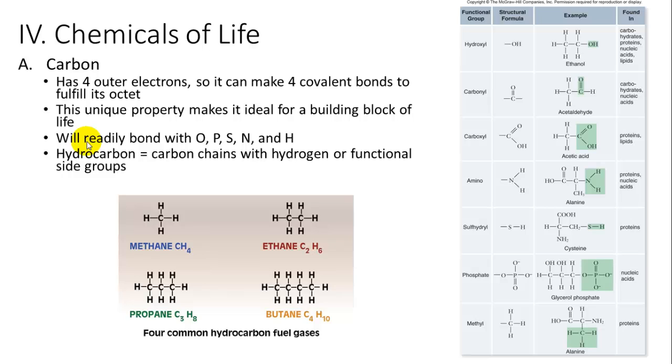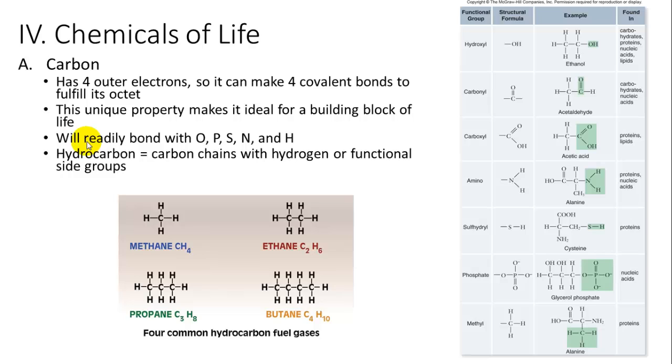So used for digestion. All right, so now we're switching to macromolecules. Now, a very important thing about making macromolecules is you need to be able to chain things together. And what makes this possible is the structure of carbon. So carbon has 4 outer electrons on its valence shell. So it can make 4 covalent bonds to fulfill its octet.